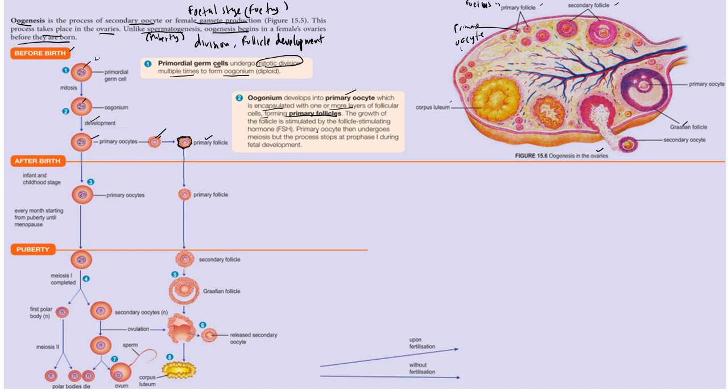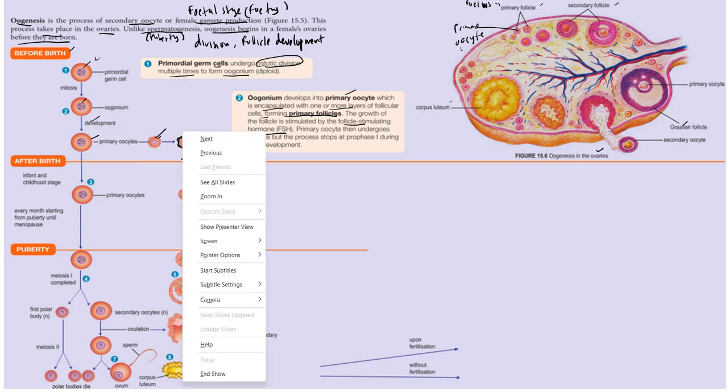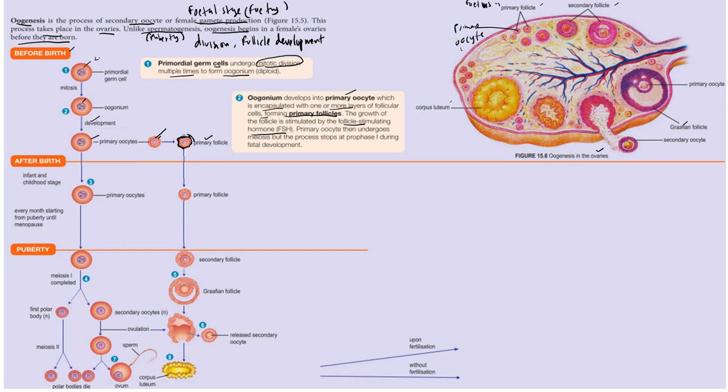The growth of this follicle is stimulated by the follicle stimulating hormone, FSH. This layer is formed because of the FSH. The follicle stimulating hormone will stimulate the growth of the follicular layer so that it can surround the primary oocytes. So this is how the primary follicle forms because of the FSH. The layer will encapsulate the primary oocytes.